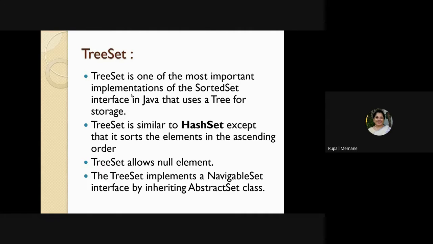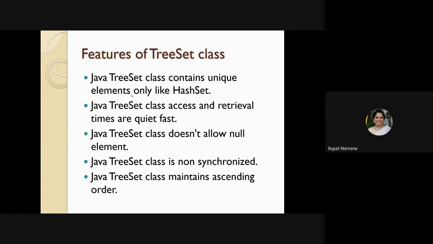Fine. So now here the tree set implements the navigable set interface by inheriting the abstract set class. So I need to inherit the abstract set class. Same way I need to implement it for the hash set also. So these are the basic features of your tree set class.